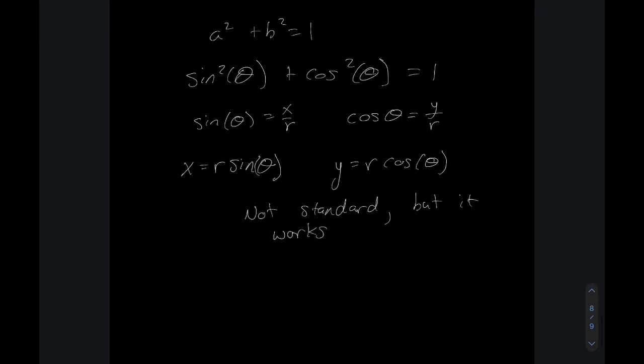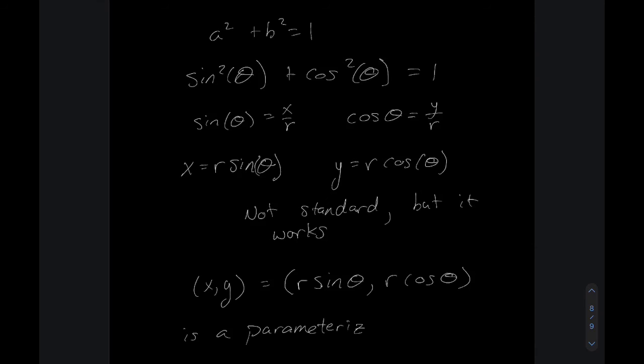So the locus of points (x, y) defined by (r sine theta, r cosine theta) is a parameterization of our circle, with parameter not t this time, but instead theta.